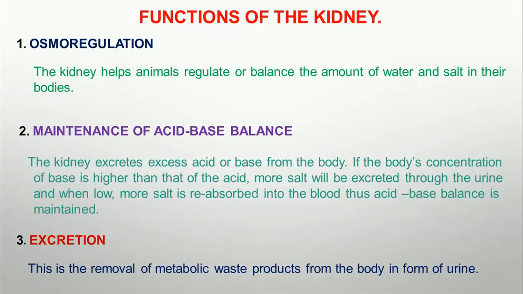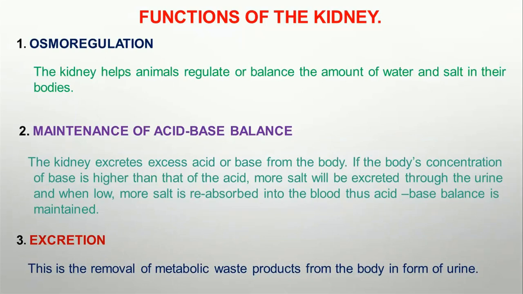Number 2 function is maintenance of acid-base balance. The kidney excretes excess acid or base from the body. How does it do this? If the concentration of base in the body is higher than that of the acid, more salt will be excreted through urine. And when it is low, more salt is reabsorbed back into the body through the bloodstream. Thus, acid-base balance is maintained.